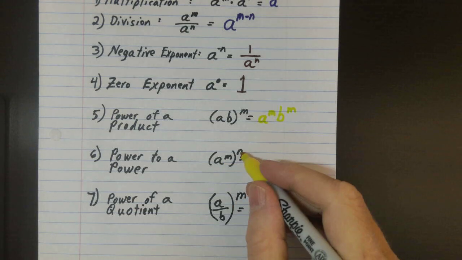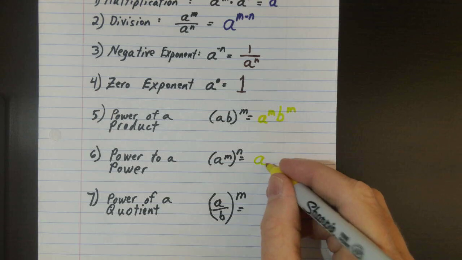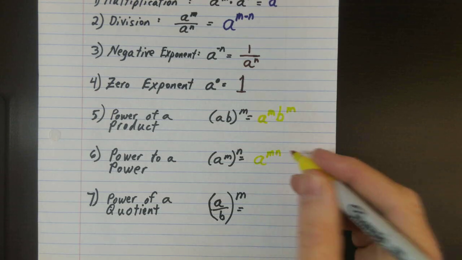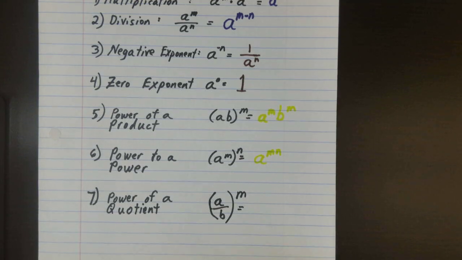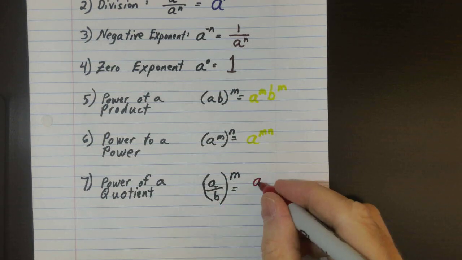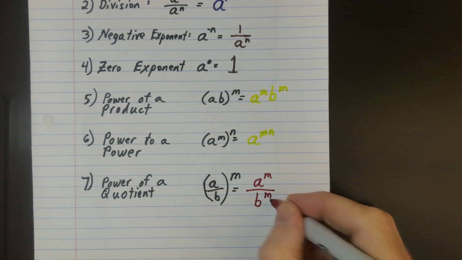And then power to a power. A to the power of m, with that raised to the power of n. Here you multiply to get your new power, a to the power of m times n. And then the last one we will deal with, the power of a quotient. A over b to the power of m is a to the power of m over b to the power of m.